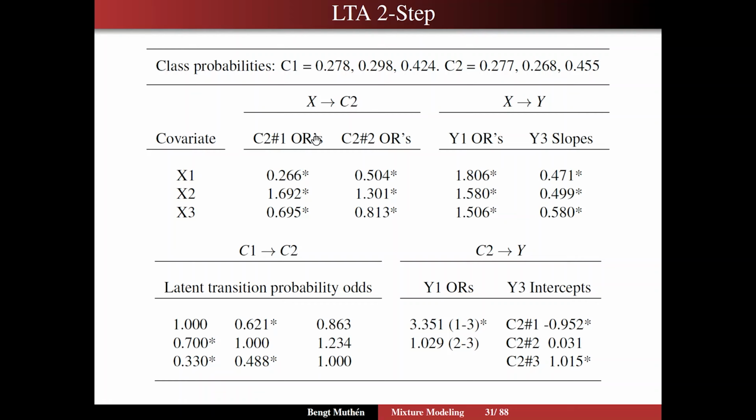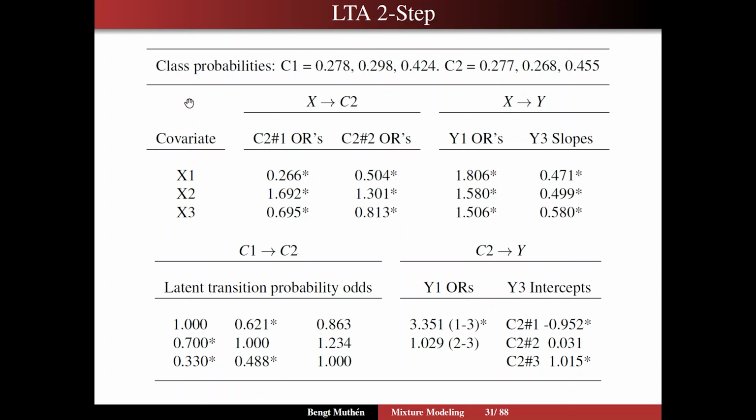So for instance, if you look at the Y1 odds ratios, influence of X on Y, 1.806, etc. If you go back to slide 30, 1.885, 578, 502, back to slide 31, fairly close. In fact, all the numbers are very close to each other across the 2 methods. I have not presented 3-step here.